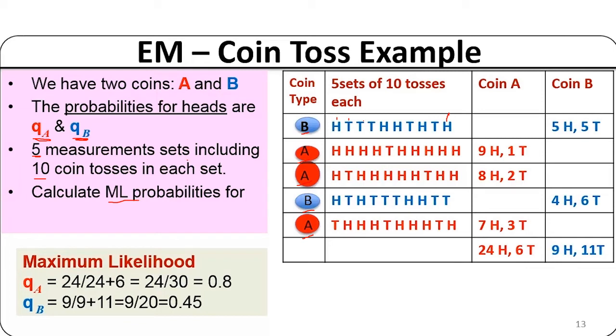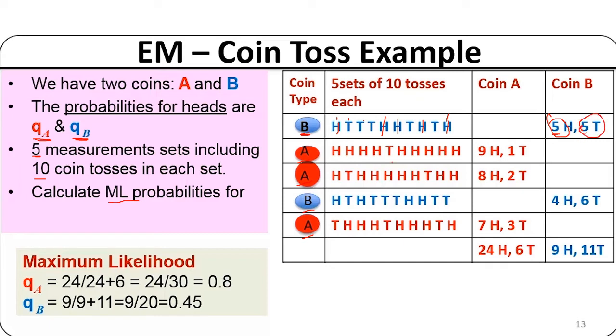So here first we are considering the coin B. For coin B, the first set has been tossed 10 times, and out of that I am calculating 5 heads and 5 tails. So head 1, head 2, head 3, head 4, head 5. So the total number of heads is 5, and the total number of tails is 5.